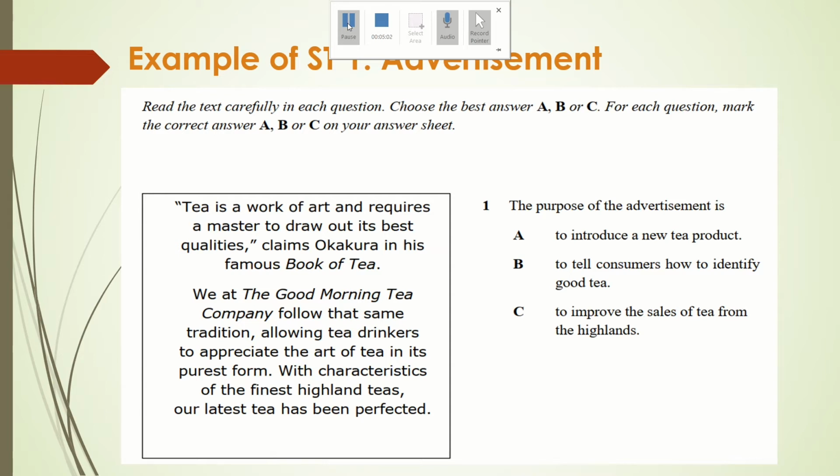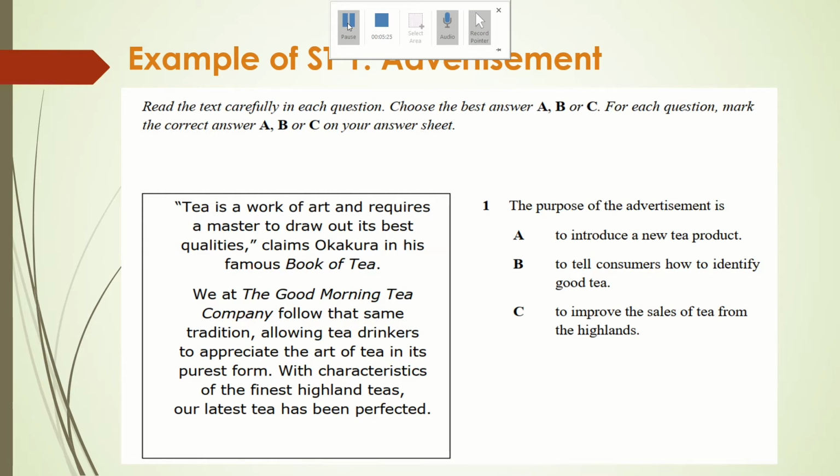Okay, A, to introduce a new tea product. It doesn't really say anything about the product yet, so we will keep on reading B because we're not sure if A is correct or incorrect. Okay, B, to tell consumers how to identify good tea. It doesn't say anything here about how to identify good tea.